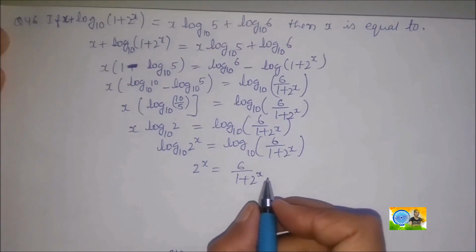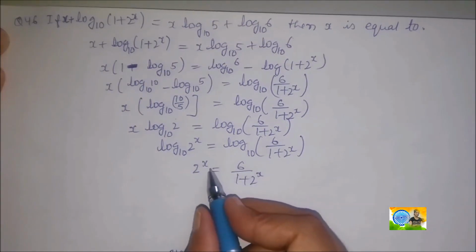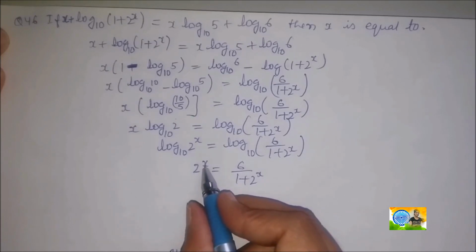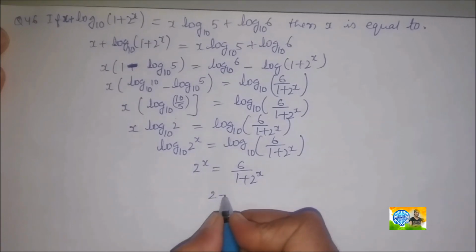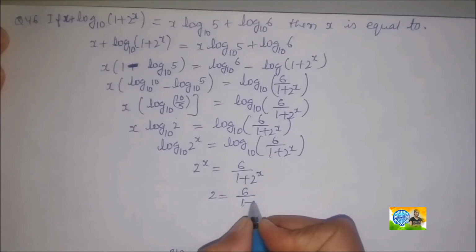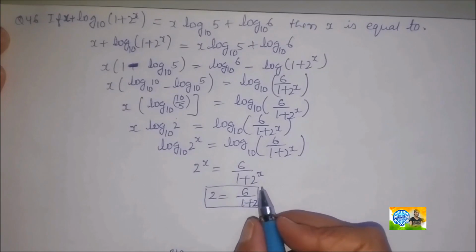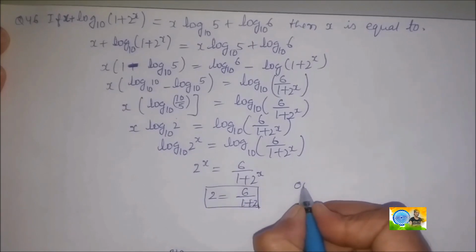And at this stage we will substitute the value of x from the options and check which one is the correct one. If I put x equal to 1, this becomes 2 and this becomes 6 upon 1 plus 2, that is 3. So both sides will become equal. So 1 is the correct value and this matches with option C. So option C is the correct answer.